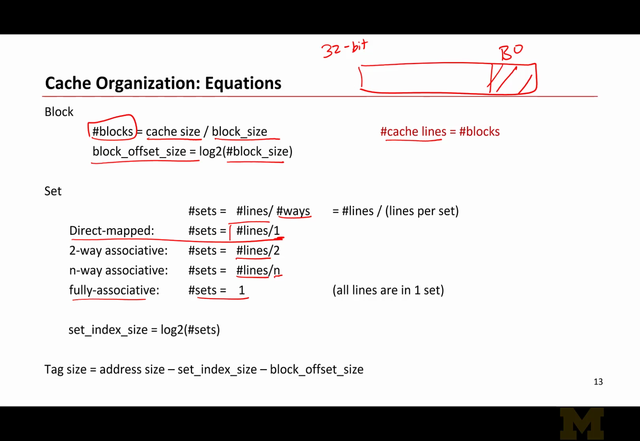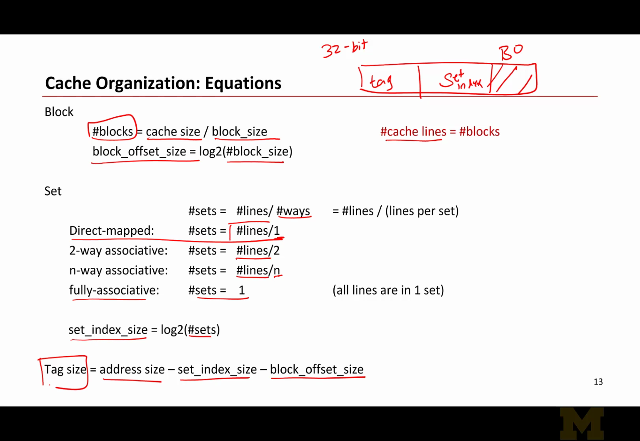And now if you have computed the number of sets, then you can figure out the number of bits that you need for the set index as simply log to the base 2 of number of sets, and then you would have figured out your set index part of your address. And then the remaining part of your address is what you would use as a tag. So the tag size would be the given address size, in our example 32 bits, and then you take away the set index and you take away the block offset. What you are left with is your tag.